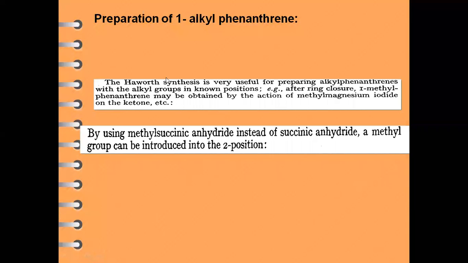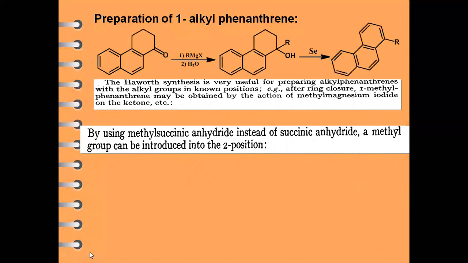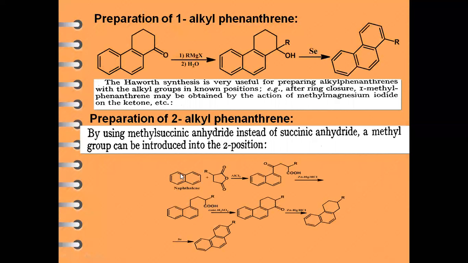Now, by using the Haworth synthesis method, we already discussed there are two methods for the synthesis of phenanthrene, Haworth and Pschorr. So this Haworth method is also used for the preparation of alkyl phenanthrene. That time also we have discussed it is used for the formation of alkyl phenanthrene with an alkyl group at a known position. So whenever we are substituting, that position we can substitute by using a selective method, that is Haworth synthesis method. So this is an application of the Haworth synthesis method.